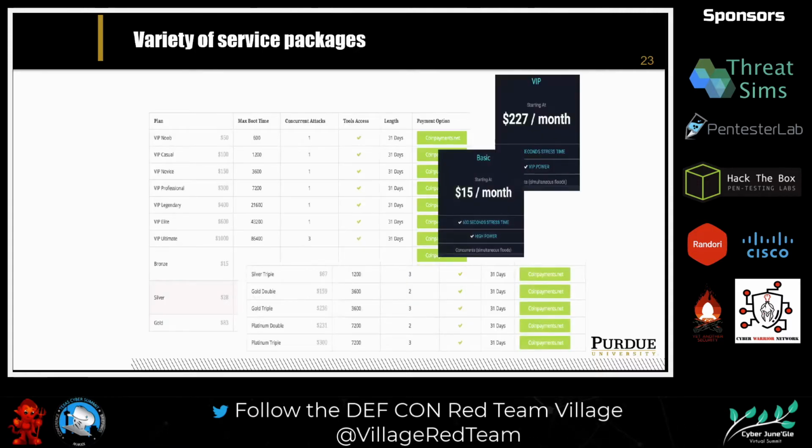Now, what do they do on the front end when they sell those attacks? This is what some of the panels look like. This is what the pricing models are like. You can see that they're somewhat speculative. Who would buy VIP Ultimate, right? $1,000. I don't think so.